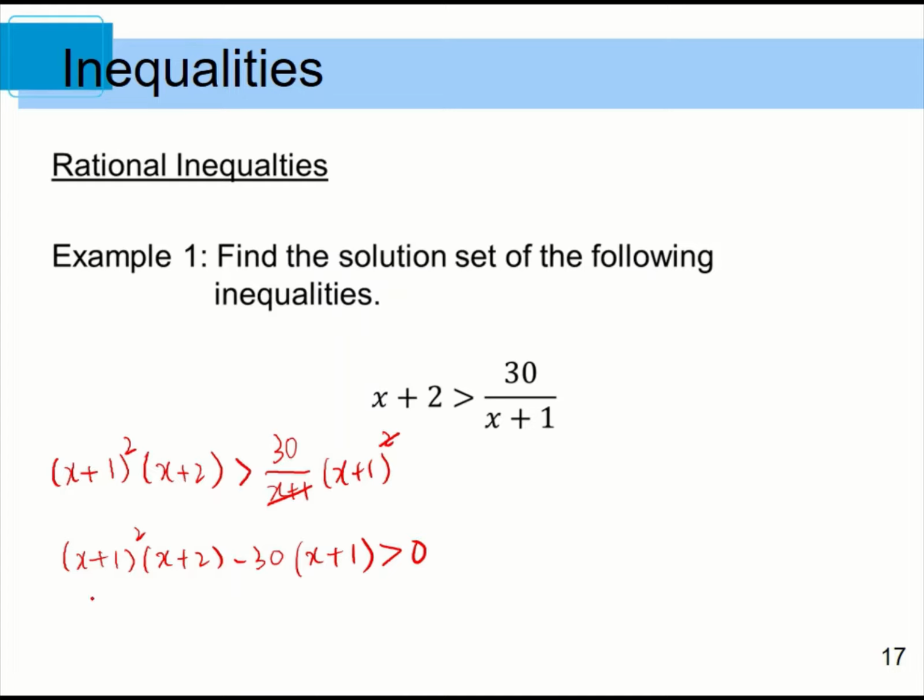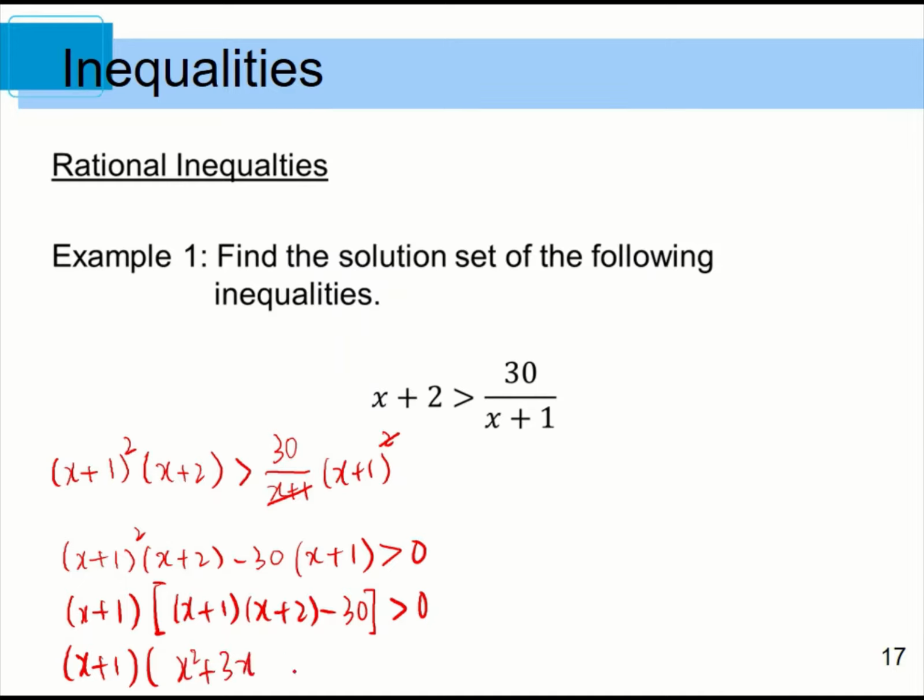From here we can see that we have a common factor. (x+1) is the common factor, so we are going to factorize out the (x+1). What remains here is (x+1)(x+2) minus 30, and this is greater than 0. After that we simplify this. We have x squared plus 3x plus 2 minus 30.